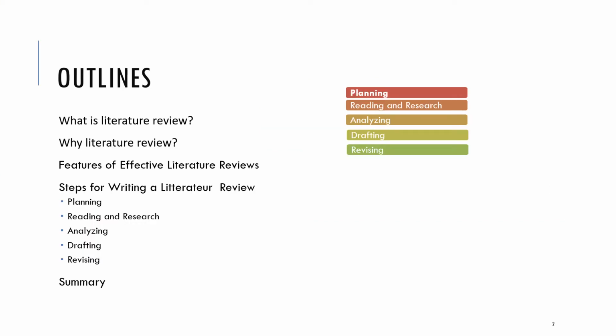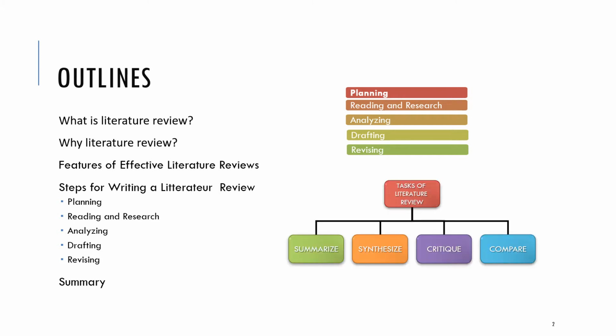The outline of the presentation goes like this. We will start with the literature review. What does it mean? And then why are we doing it? What is the motivation behind doing literature review? Then we'll go into some features of effective literature review. And then we'll go into the main steps for writing the review. That includes planning, reading and research, analysis, drafting, and finally revising.